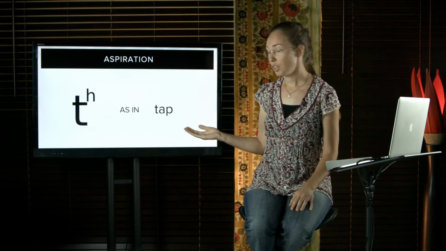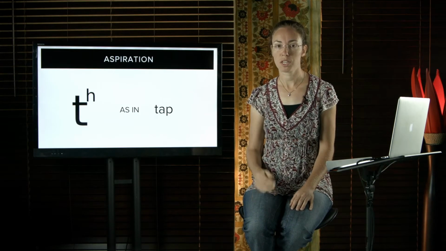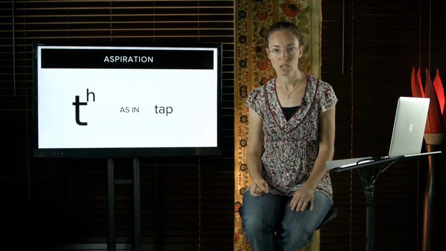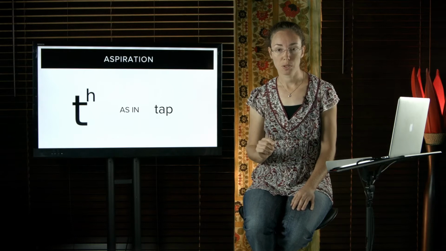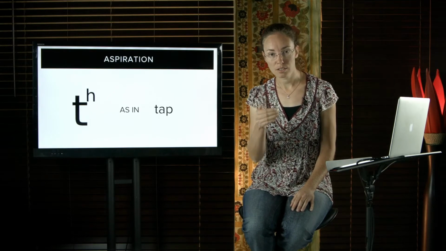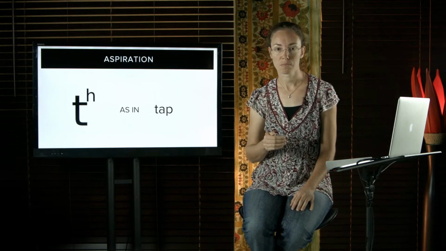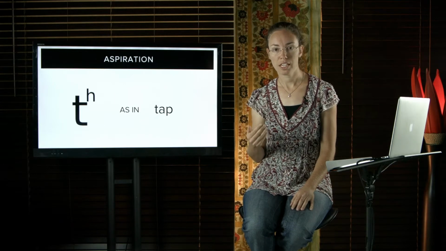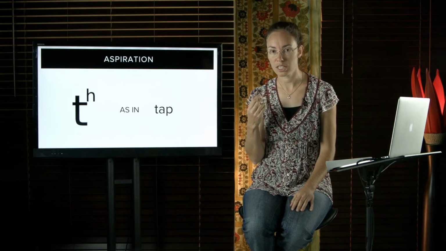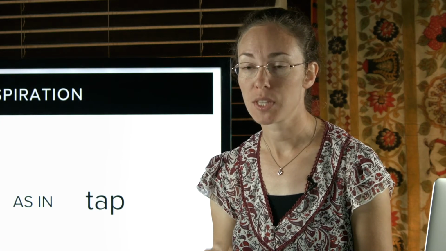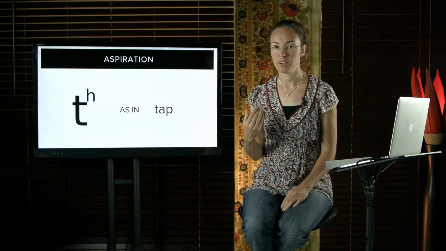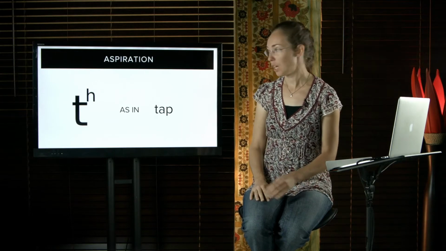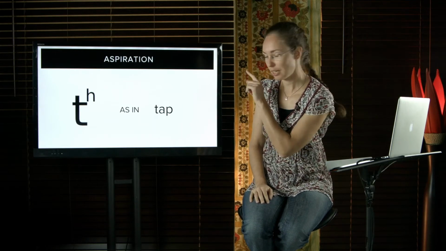For example, in the word tap, we start with a t, which is voiceless, but then there's a vowel, and vowels are usually voiced. But in this word, the voicing doesn't start until a little time after the vowel begins. Say the word, and you'll hear the puff of air after the t sound. Tap. We say that the word tap begins with an aspirated stop, specifically an aspirated voiceless alveolar stop. And we would write it as here with a t and a little h above it.